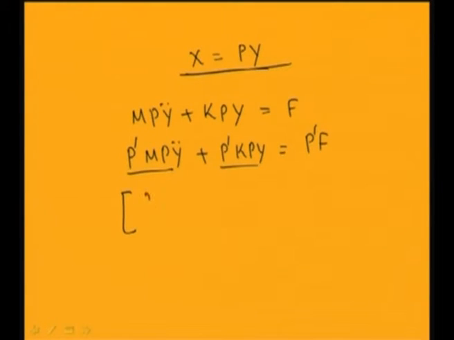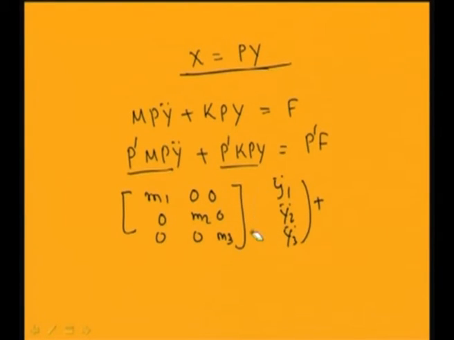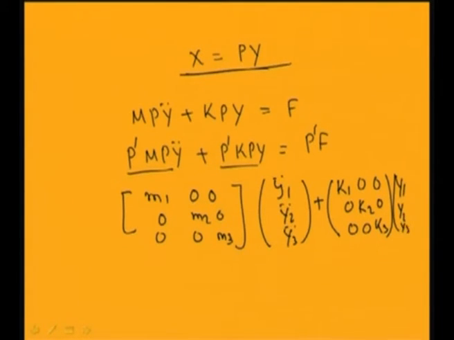So in this case, for a 3 degrees of freedom system, I can write this as the matrix with m1, m2, m3 on the diagonal, multiplied by y1 double dot, y2 double dot, y3 double dot, plus, so this is also a diagonal matrix, P transpose K P, with k1, k2, k3 on the diagonal, multiplied by y1, y2, y3, equal to P transpose F. So I can write this as F1, F2, F3.